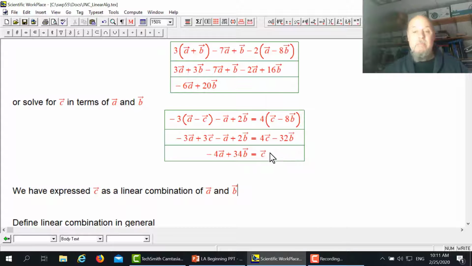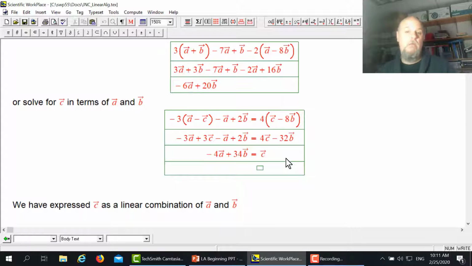And in this case, vectors a, b, and c form a dependent set because I can write one as a linear combination of the other. I wrote c as a linear combination of a and b. That also means that I could write a as a linear combination of b and c. Let's just do that. I can write a as a linear combination of, so I'm just dividing everything by -4.